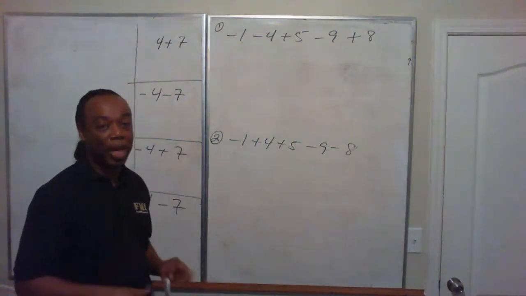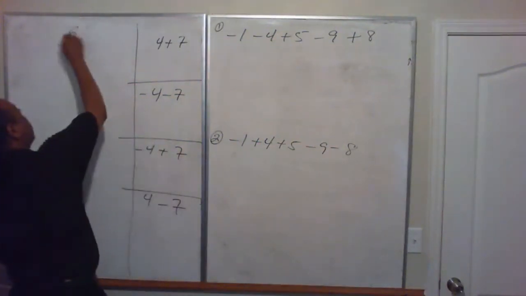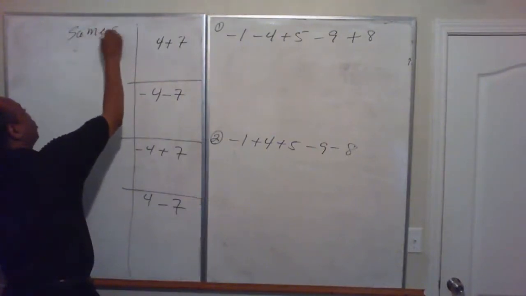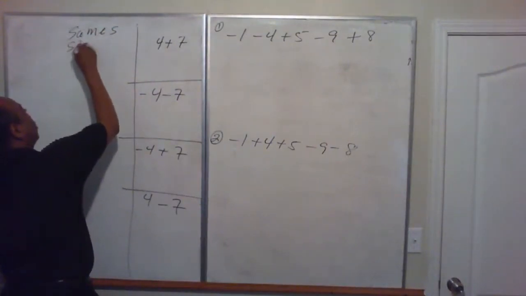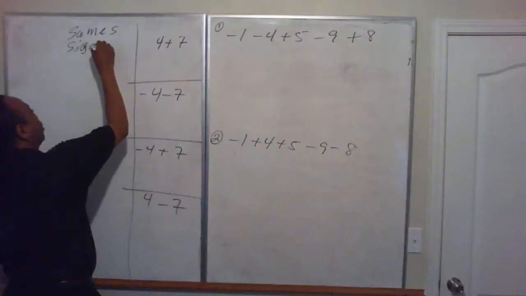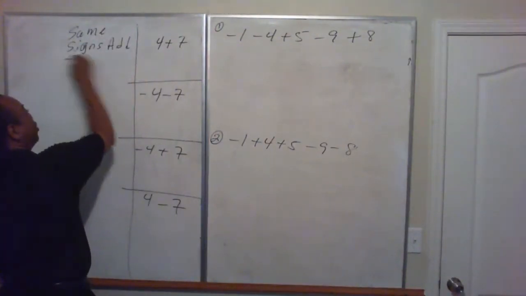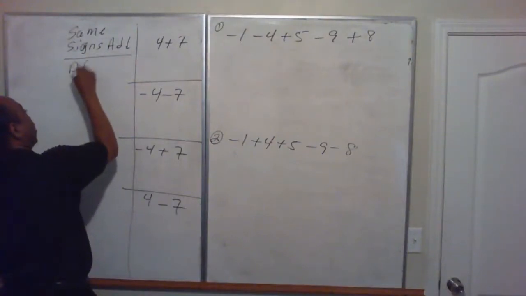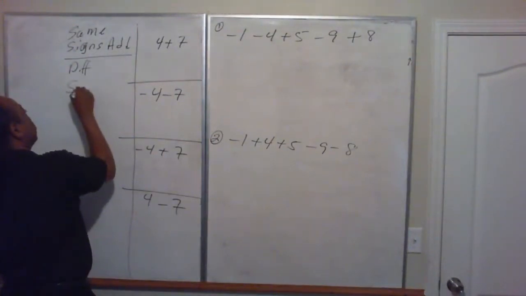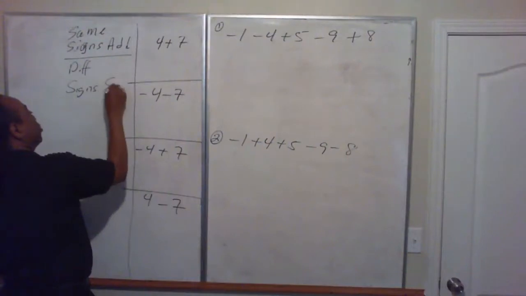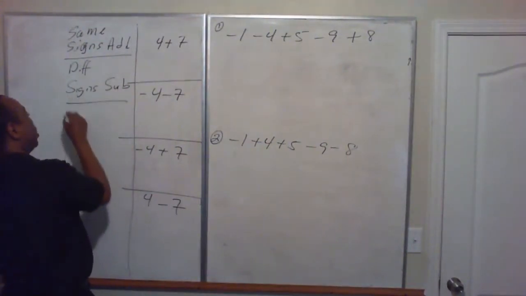Again, same signs add, same signs add, and different signs subtract. And then last, bigger sign wins.